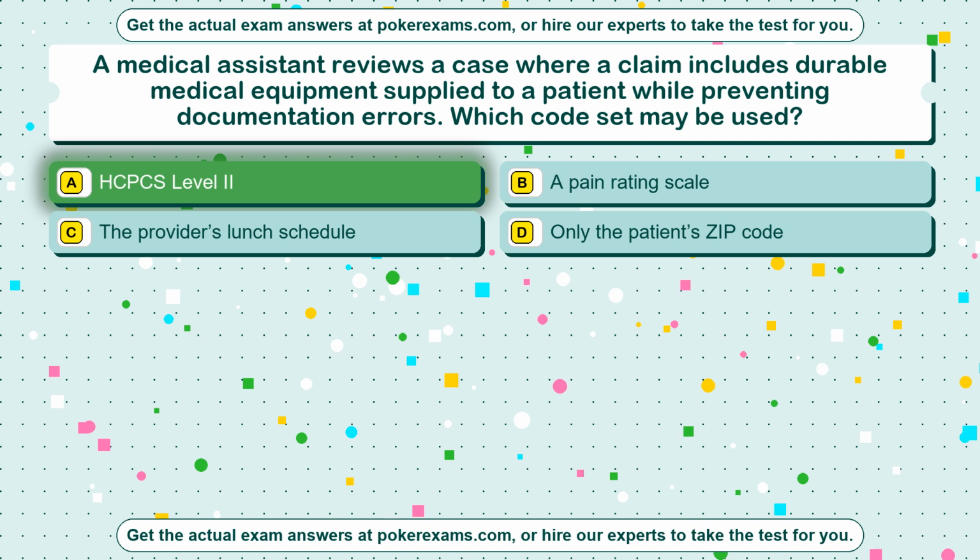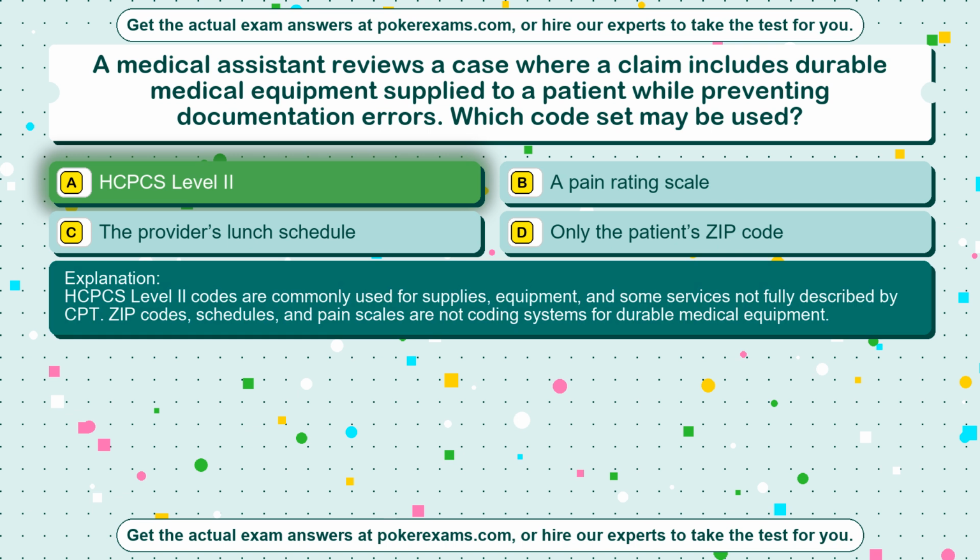The correct answer is option A, HCPCS Level 2. HCPCS Level 2 codes are commonly used for supplies, equipment, and some services not fully described by CPT. Zip codes, schedules, and pain scales are not coding systems for durable medical equipment.